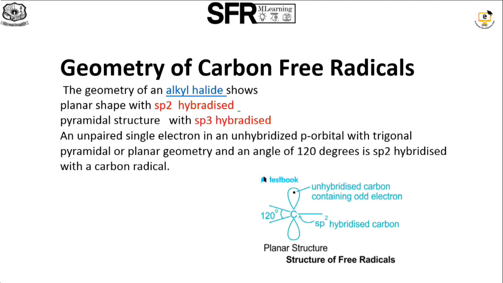Geometry of the free radical. In alkyl radicals, there are sp2 hybridized free radicals and sp3 hybridized free radicals. sp2 hybridized free radicals are planar in shape, and sp3 hybridized free radicals are pyramidal in structure. The carbon atom has atomic number 6 and one unpaired electron, so the valence shell has 7 electrons. The hybridized orbital containing the odd electron gives a planar structure, sp2 hybridized.